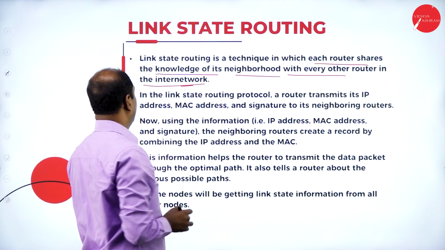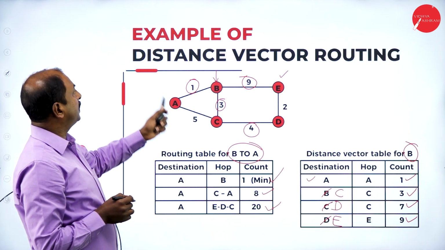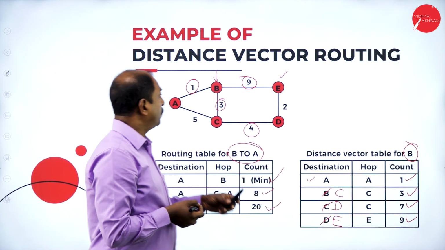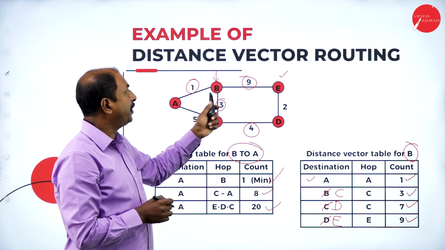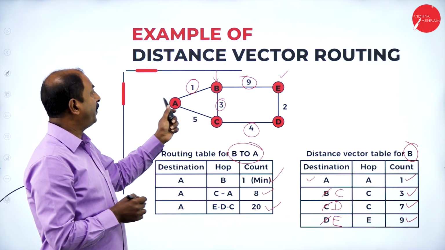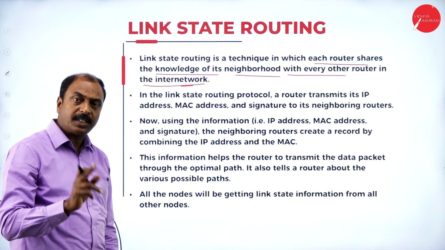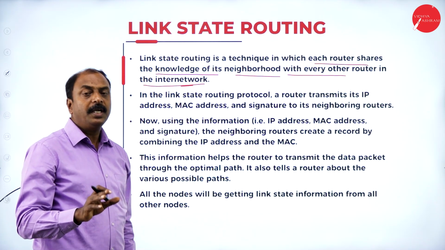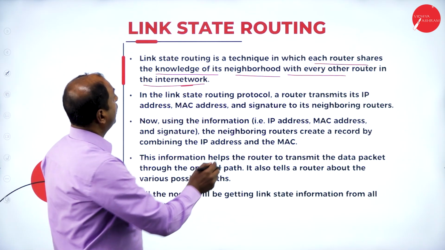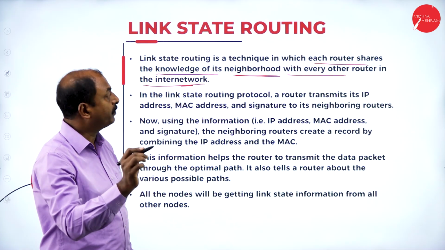But if you look at the previous example, in distance vector routing, the router shares its table with each and every router in the network. But in link state routing, the router table information is shared only with its neighborhood, or the neighboring network devices.